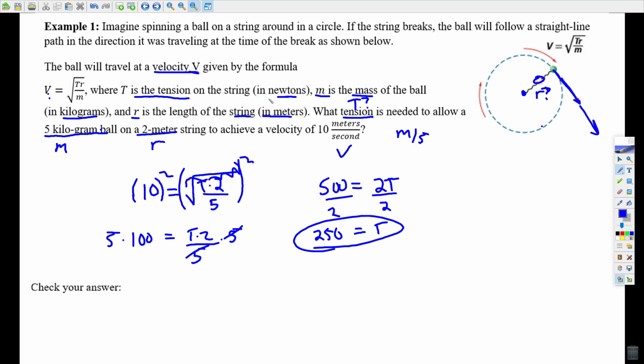250. Now this is in, what's the tension measured in? Newtons. 250 newtons. I think newtons is just a capital N.